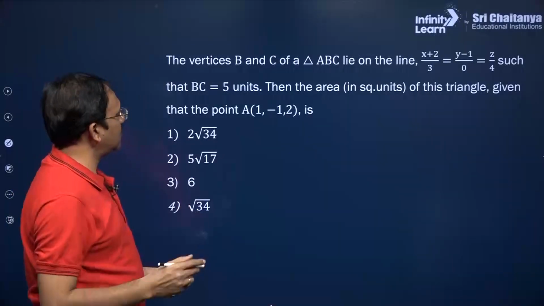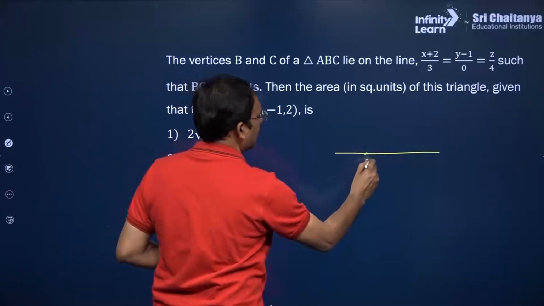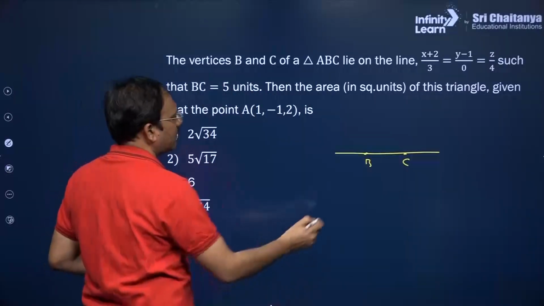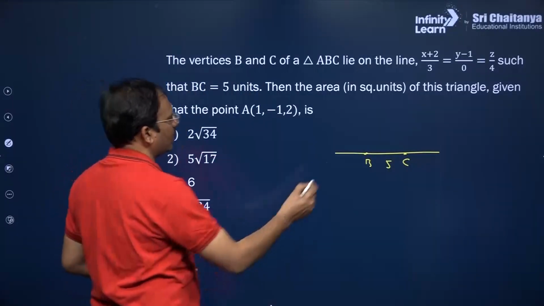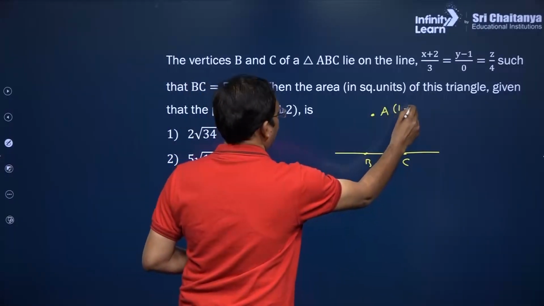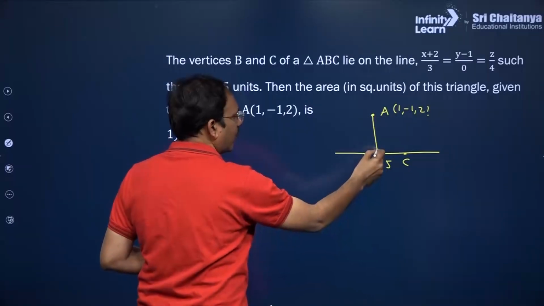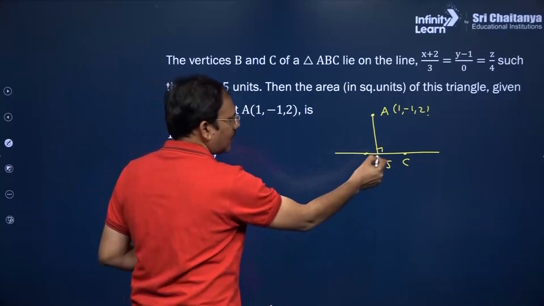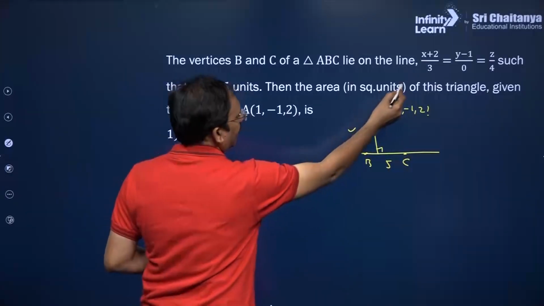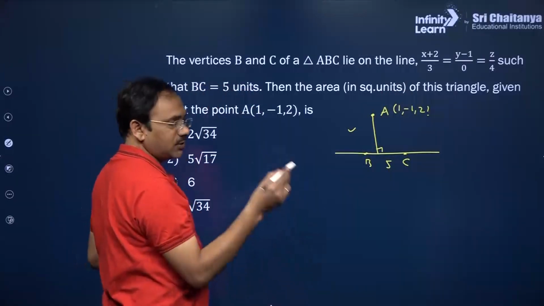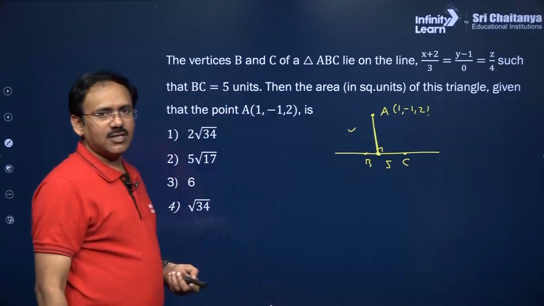Next, the vertices B and C of triangle ABC lie on a line. A line is given, vertices B and C are on the line, such that the BC length is 5. Now, the area of the triangle is asked, a point is given, friends, the point 1, minus 1, 2, and the line equation is given. You know how to find the perpendicular distance from a point to a line. How? We take the general point on this line, take the DRs of this line. Already the DRs of this line are available, 3, 2, 0. You apply dot product equal to 0, you will get the t value, so that you can find this point. And this distance gives the perpendicular distance from the point to the line.